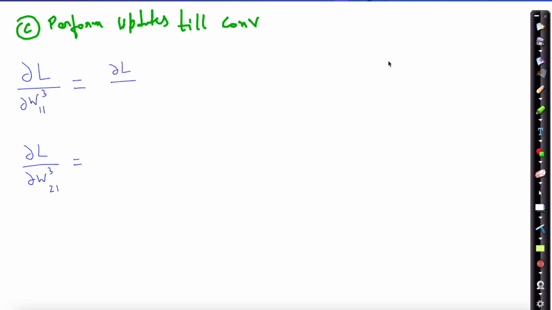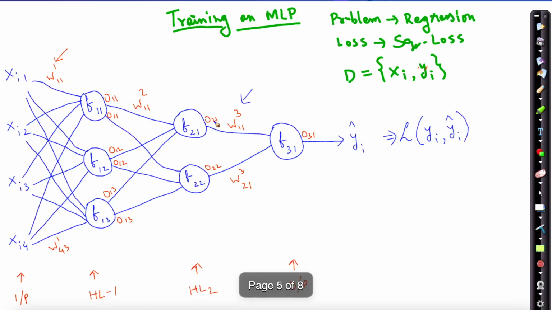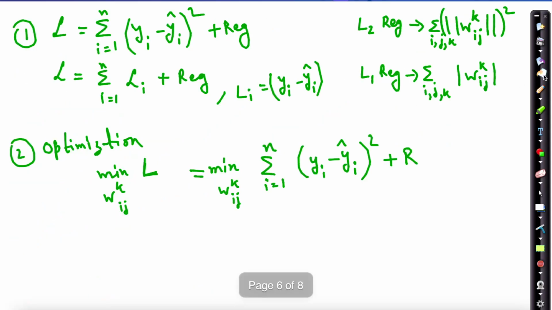So how can we find this value? It is dou L. See, the same concept. This L is dependent on O31. In the last example we used function names; here let us use the output O31. Ultimately it is the same thing, but it will be easier to understand with this notation. So this loss is dependent on the output O31, and this output O31 in turn is dependent on this particular weight. So just use the chain rule.